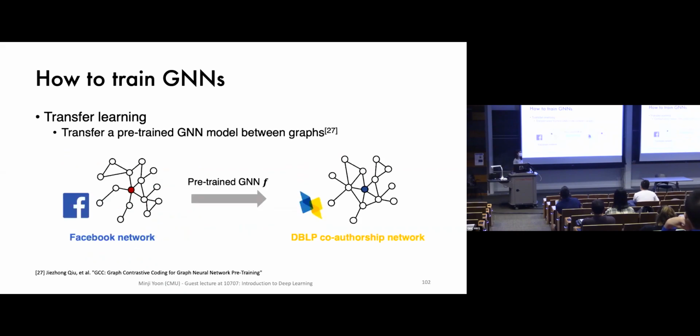And also there is a transfer learning technique to train GNN. So for example, there are two graphs which are independent. And if one graph, like a Facebook network, has enough labels, we train GNN on it using their labels. And then we pass the pre-trained GNN to this other graph. And using this trained GNN, we can compute node embeddings, and then we can use those node embeddings to run an application on this second graph. So this transfer learning is from one graph to another graph.